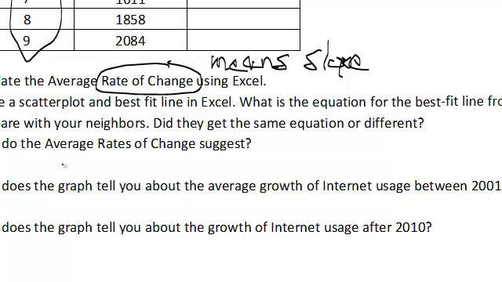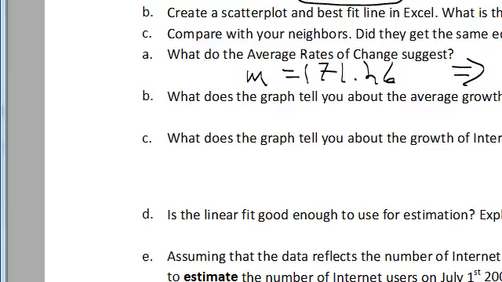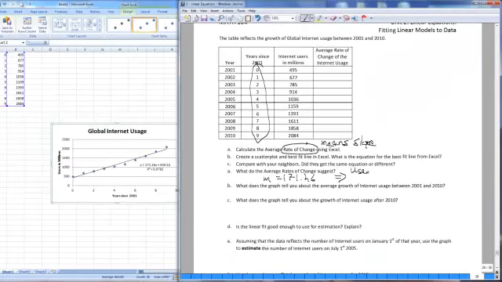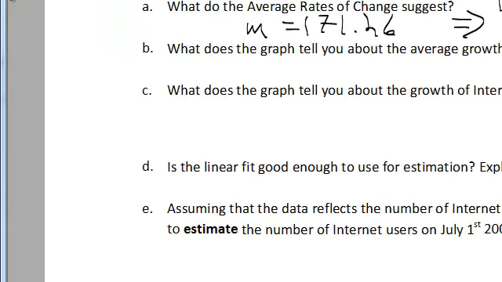What does the average rate of change suggest? So my m, my slope, is 171.26, which implies users per year. So what this number represents is 171 million users per year. So the internet gains 171 million more users every year since 2001. And in the year 2001, it had 430 million.